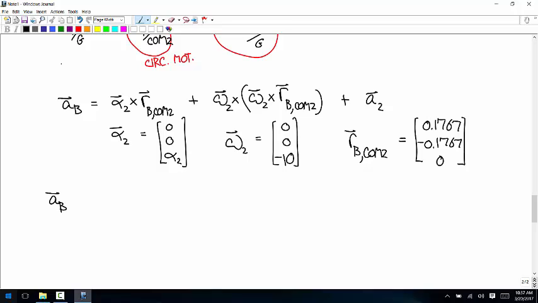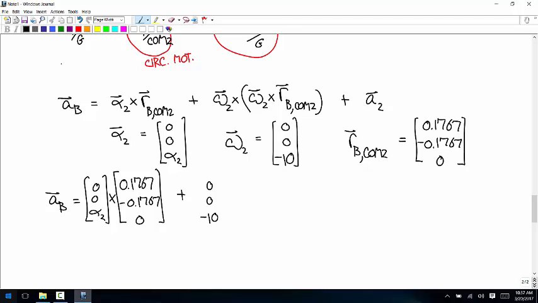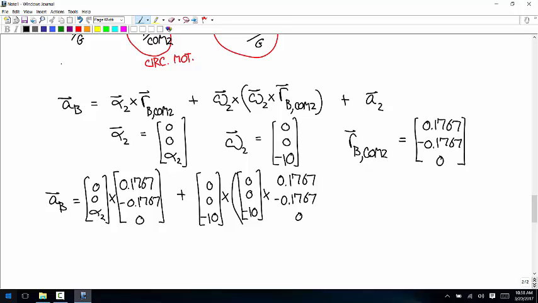So AB is equal to 0, 0, alpha 2 crossed with 0.1767, negative 0.1767, 0, plus 0, 0, negative 10, crossed with the quantity 0, 0, negative 10, cross 0.1767, negative 0.1767, 0, and then plus A2x, A2y.